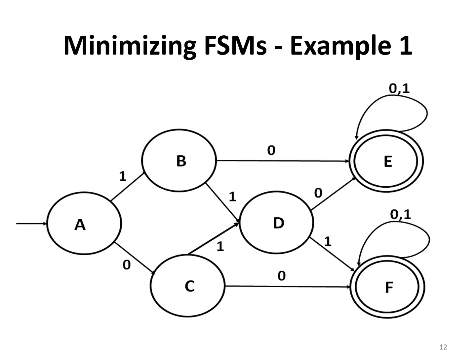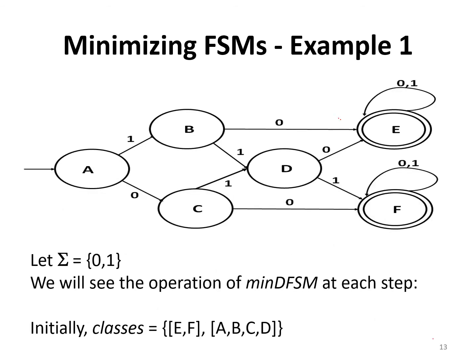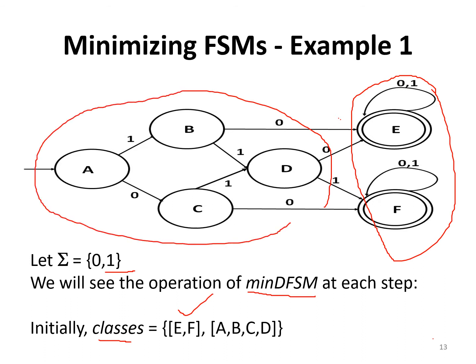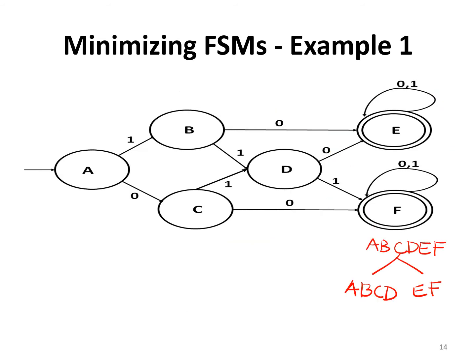Let us see how to minimize a given DFSM. This DFSM is over the alphabet {0, 1}. We'll see the operations of the MinDFSM algorithm at each step. Initially, we'll have two classes, one class consisting of accepting states, another consisting of non-accepting or rejecting states. In this DFSM, we have two states E and F as accepting and the rest, A, B, C and D, as rejecting or non-accepting states. Initially, we have two classes: ABCD and EF.